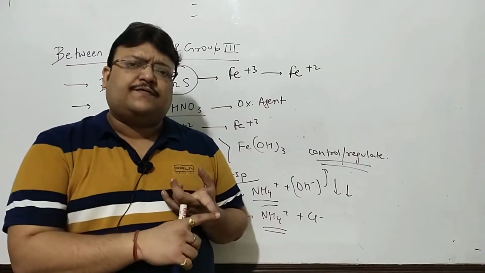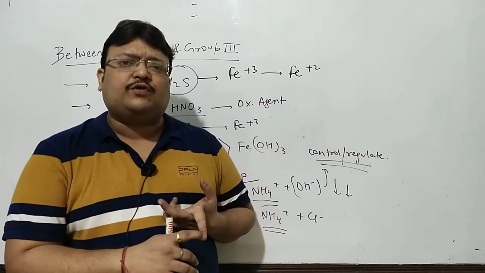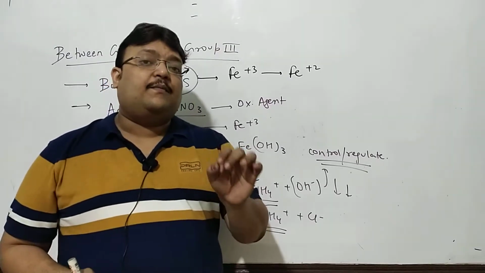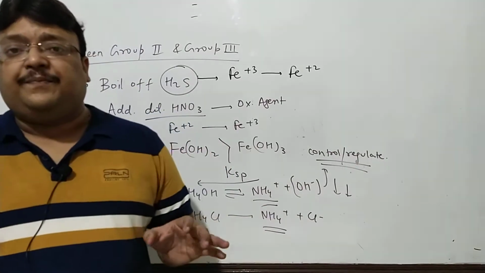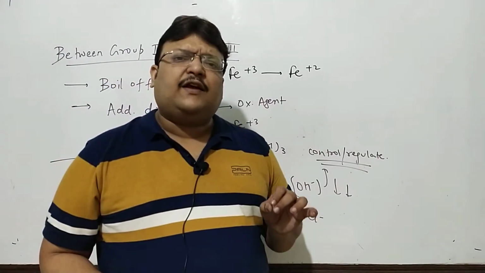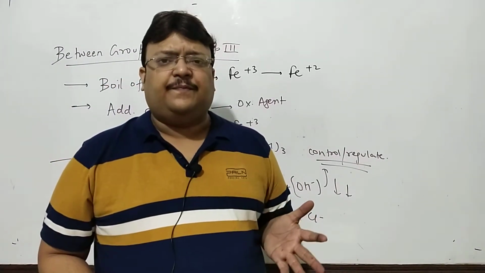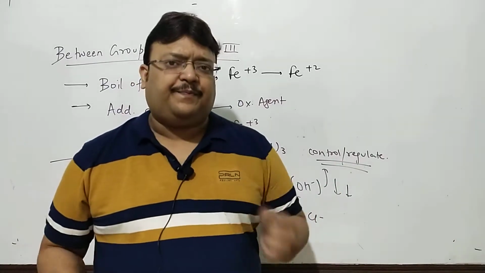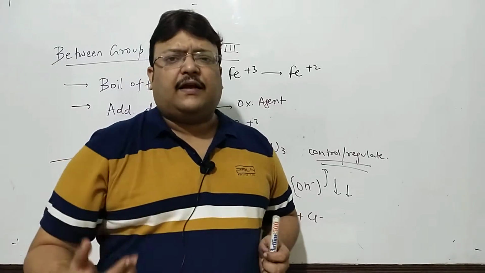So the sequence is, first of all, boil off H2S, the previous group reagent, then add a little bit of nitric acid, and then add ammonium chloride before ammonium hydroxide. I must have told you, these are very common questions for your Viva as well. The Viva, which is a routine practical exam. So even in Viva, these are very common questions.